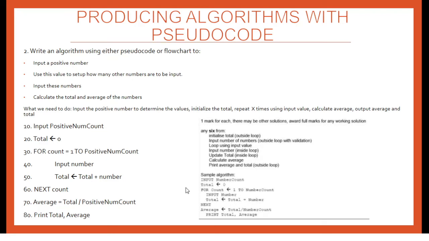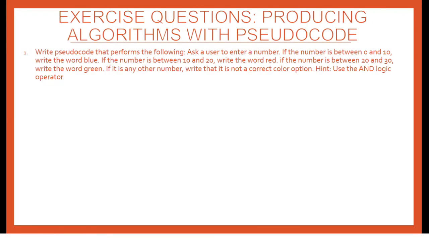Exercise question 1. Write pseudocode that performs the following. Ask a user to enter a number. If the number is between 0 and 10, write the word blue. If the number is between 10 and 20, write the word red. If the number is between 20 and 30, write the word green. If it is any other number, write that it is not a correct color option. Hint, use the AND logic operator.